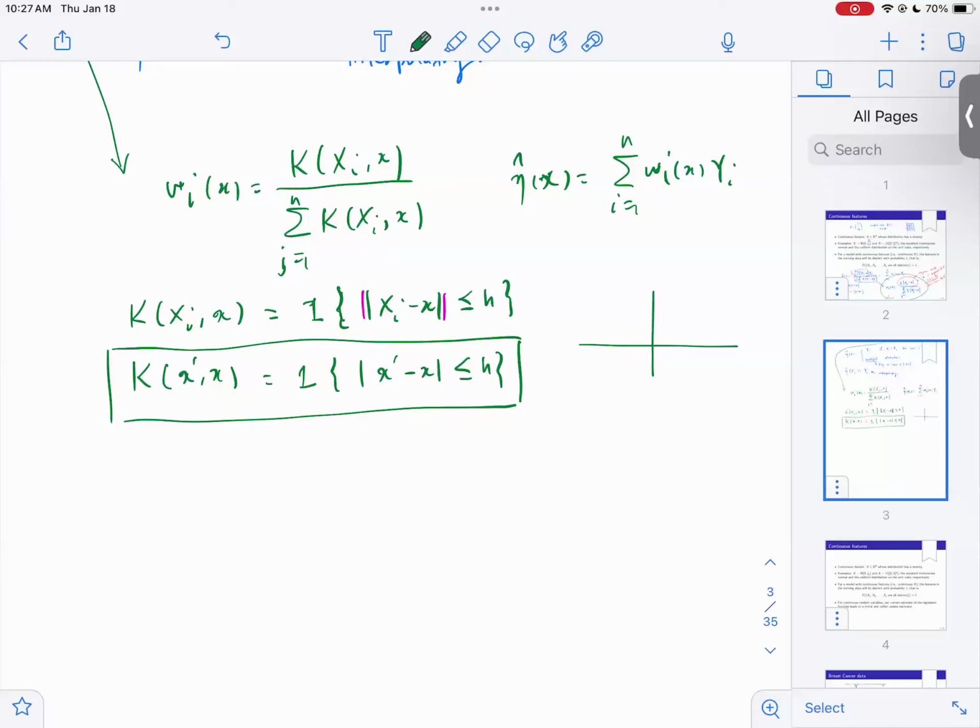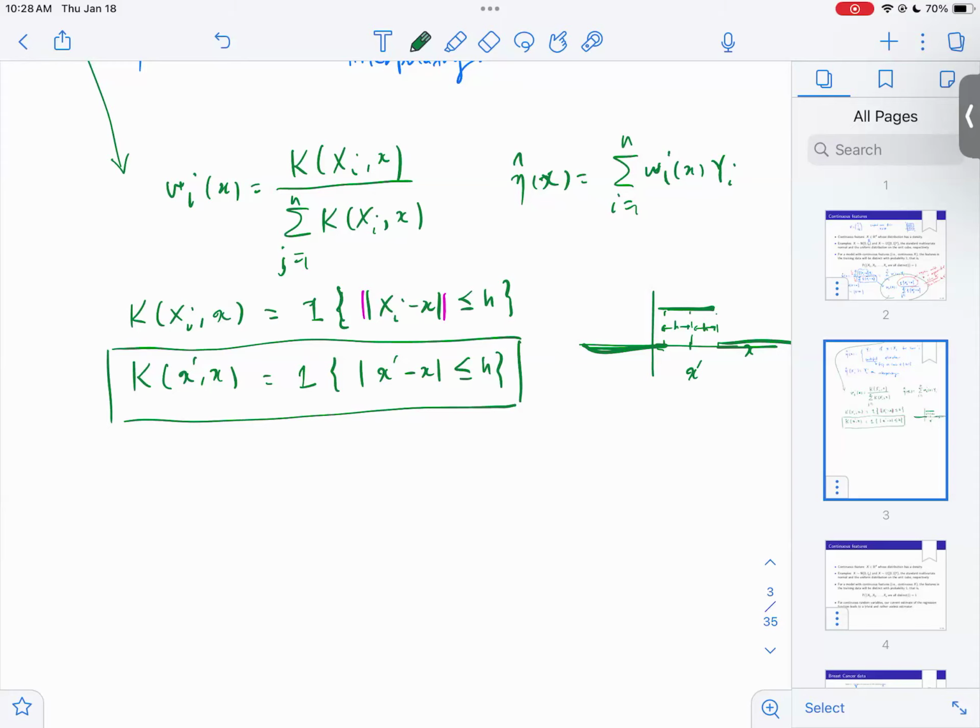It's a box kernel because, if x prime is here and I apply it as a function of x, it's going to be 1 in a band of size h around x. This would be h, and this would be h. So it looks like a step function, and in higher dimensions it looks like a box. It goes from 0 up. And so this is going to capture everything within h of x.